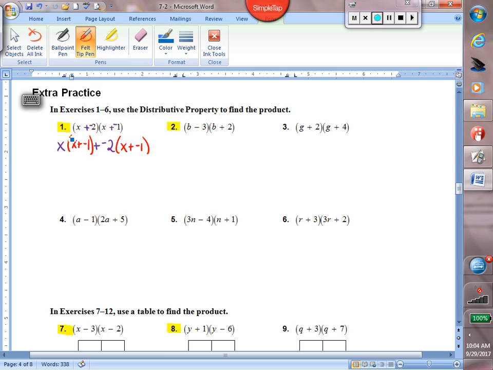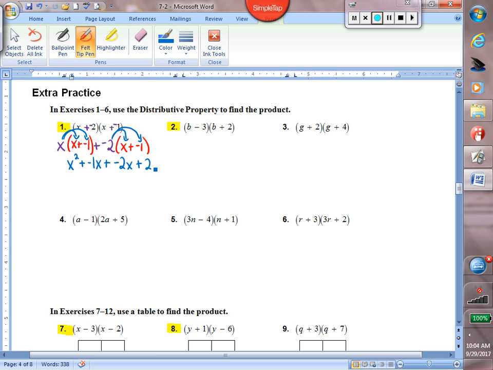Now when we distribute, x times x, now we're multiplying, so we have to add our exponents. So this will change to x squared. x times negative 1, negative 1x. Let's do the same thing with the negative 2. Negative 2 times x, negative 2x. Negative 2 times negative 1 gives me a positive 2.